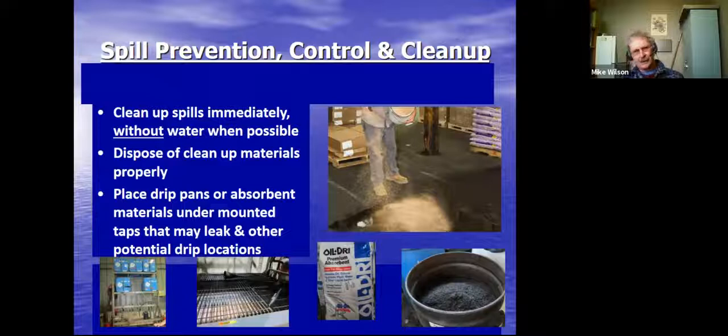All right. If you have places where you're going to get drips, like oil cans, you want to place drip pans or absorbent materials underneath those mounted traps to capture any leaks or drips or potential drips.